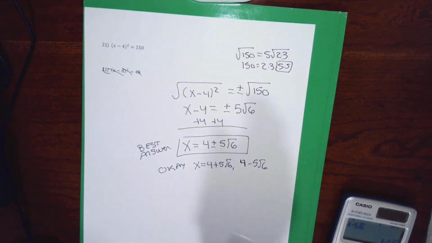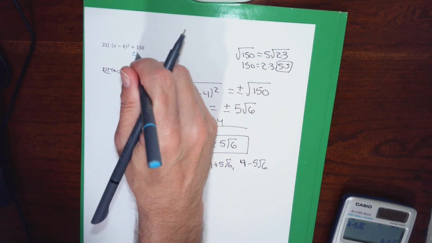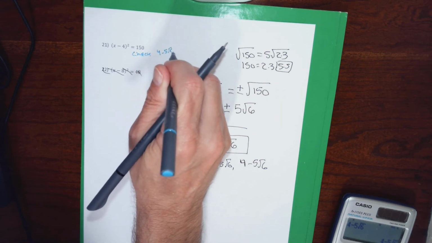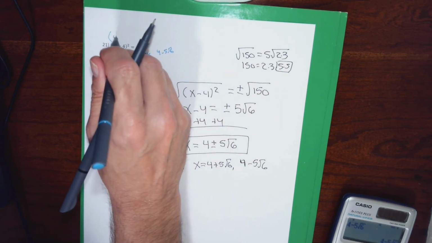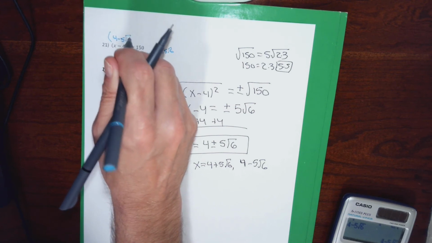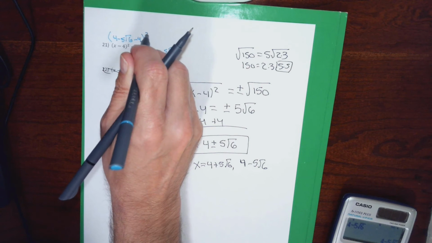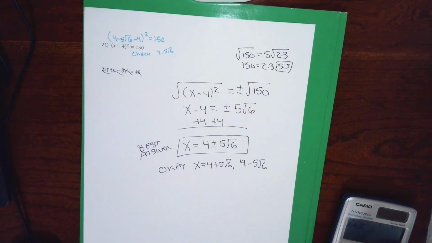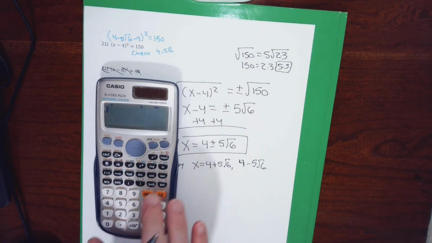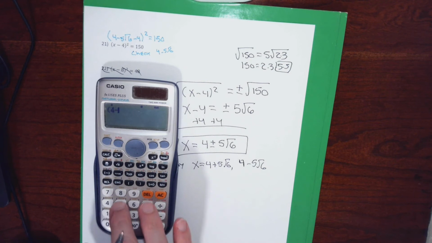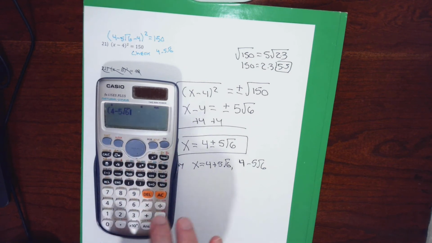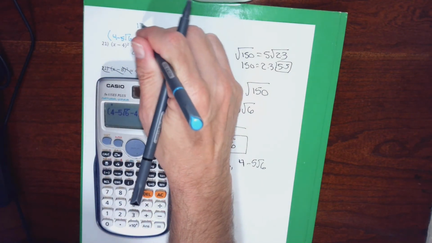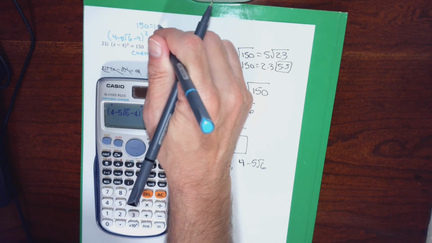Let me check one of these. Just to show you that we can, let me check x equals 4 minus 5 square root of 6. So I'd go to the original problem, change the x to 4 minus 5 square root of 6, and make sure when I do the algebra that both sides match, meaning I get a 150. So if I do (4 minus 5 square root of 6 minus 4) squared, I get a 150. That checks, and the other one with the plus is also going to check just fine.